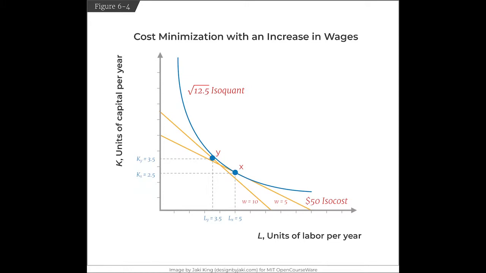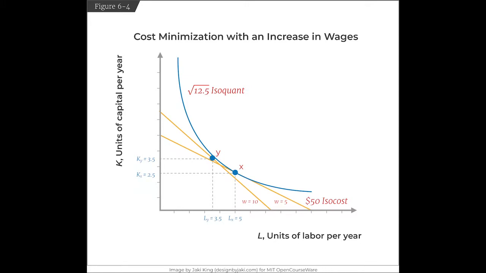We have our initial wage-rental ratio. The flatter budget constraint is our original budget constraint. That's a budget constraint with a price of capital of 10 and a wage of 5. And that intersects our isoquant at point X. So we chose 5 units of labor.